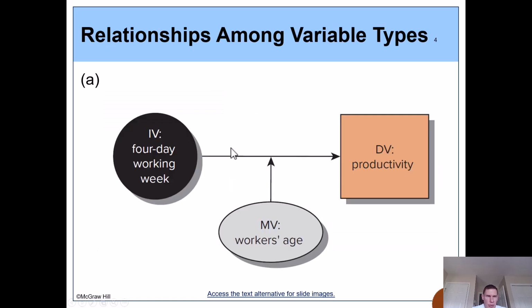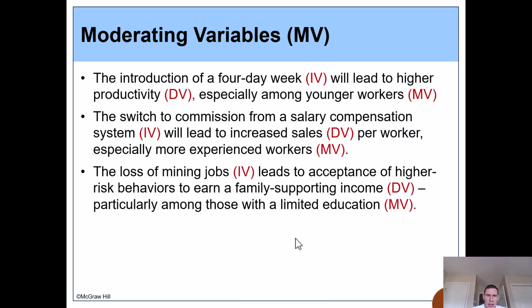So relationships among the variable types. If we look at the independent variable 4-day working week, and the dependent variable is productivity, then we're saying, all right, is there a relationship with productivity? Is it affected by people having a 4-day working week? And then the moderating variable here, or mediating, is the worker's age. Because obviously as you get older, it may be harder to stay productive. So the introduction of a 4-day week, the independent variable, will lead to higher productivity, the dependent variable, especially among younger workers, which is the moderating variable, if you will.